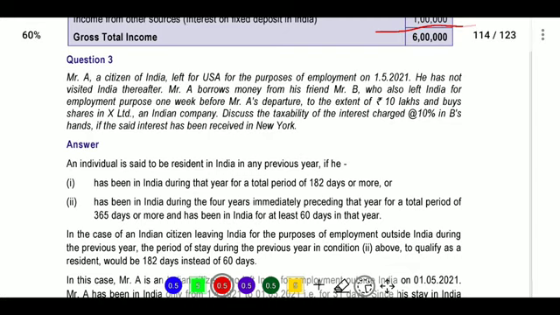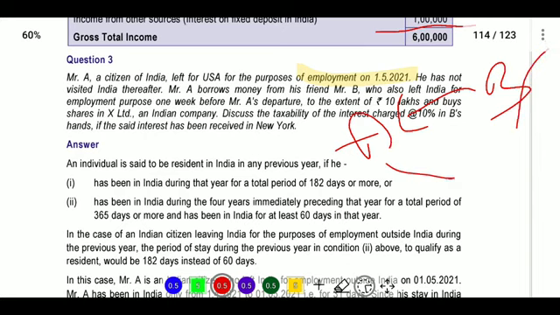Next, question number 3. Mr. A, a citizen of India, has left for the USA for the purpose of employment. So he is a person who went outside India for employment, and he has not visited India thereafter. Mr. A borrowed money from his friend Mr. B, who left India for employment 1 week before Mr. A's departure. So A went to the USA and has not visited India, and A borrowed some money from B, and B went outside India 1 week before A's departure, to the extent of 10 lakhs as the loan amount.